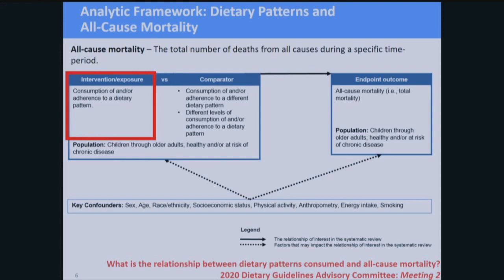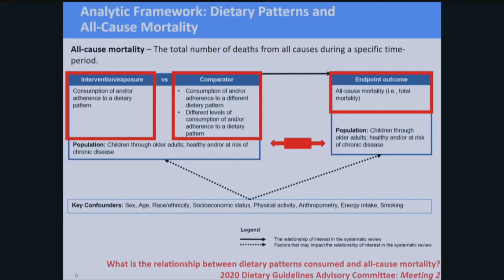The intervention or exposure of interest is consumption and/or adherence to a dietary pattern. The comparators are consumption of and/or adherence to a different dietary pattern and different levels of consumption and/or adherence to a dietary pattern. The outcome of interest in this particular case is all-cause total mortality. The population of interest for interventions and outcomes are children through older adults who are healthy and are at risk for chronic disease. For the question, the subcommittee decided that infants and toddlers from birth to 24 months were out of the scope.